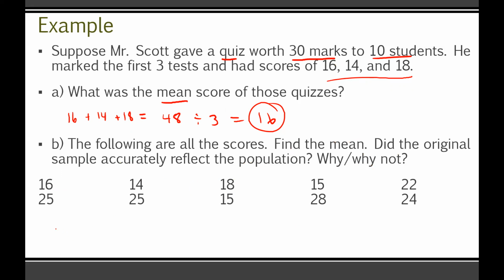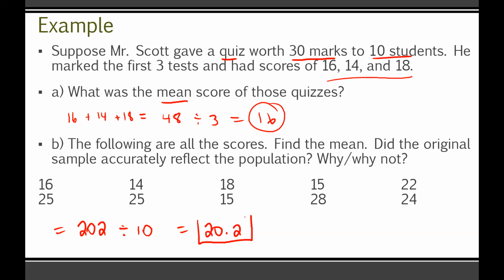Okay, so here's where we've got a little bit of work to do. We have to add all of these numbers together. So we're going to go 16 plus 14 plus 18 plus 15 plus 22 plus 25 plus another 25 plus 15 plus 28 plus 24. This gives me 202. But don't forget when you find the mean, you have to divide by the number of data items. Notice there are 10 data items here, so we have to divide this by 10. And that is going to give us 20.2.